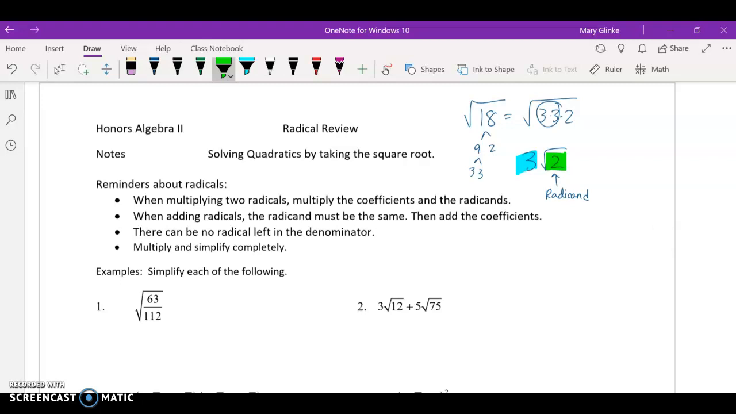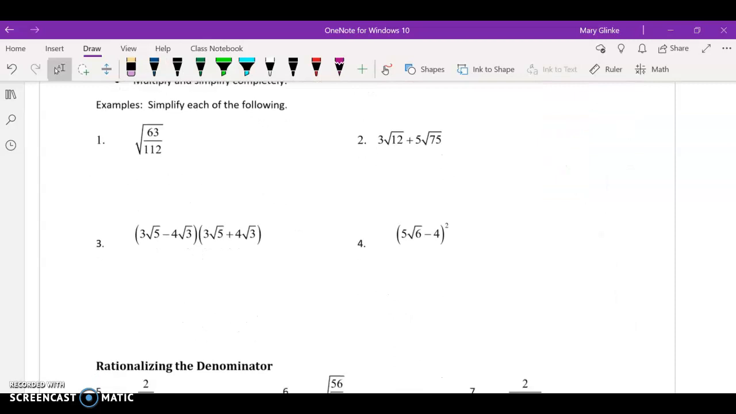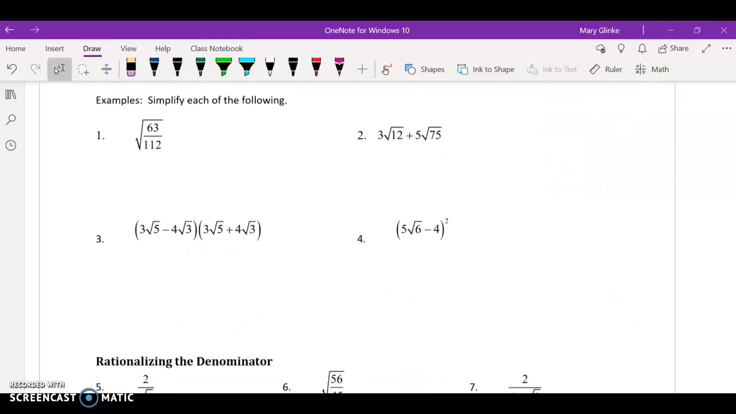In order to add, your radicands have to be the same to make like terms. So for instance, if it was 3 root 2 minus 4 root 2, you could add those. But if it was 3 root 2 minus 4 root 3, you could not combine those. You can't have any square roots in the denominator. And so with the following examples, we're going to address those cases as they come up. So we're going to take each of these and we're going to simplify them.